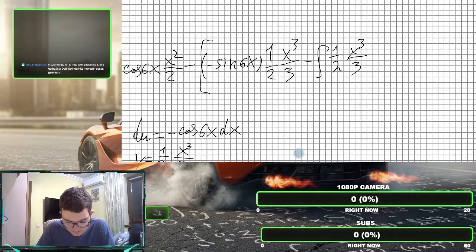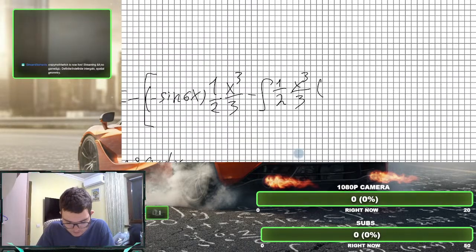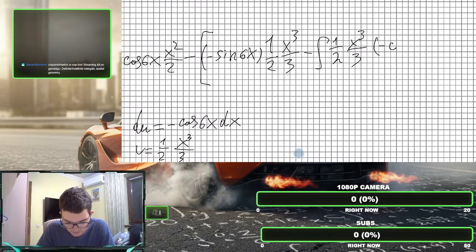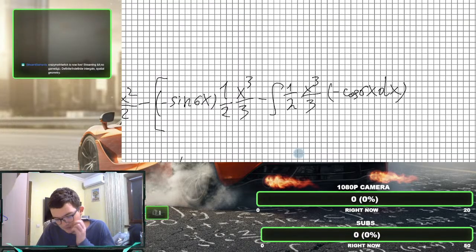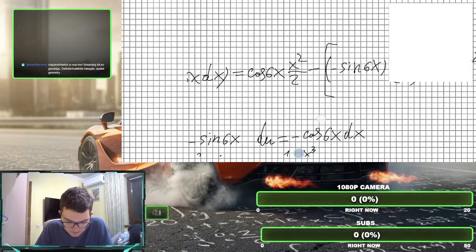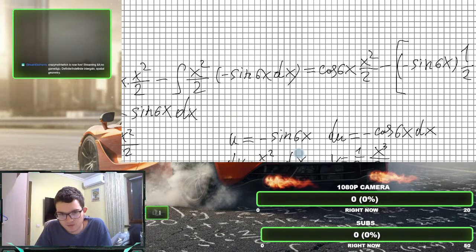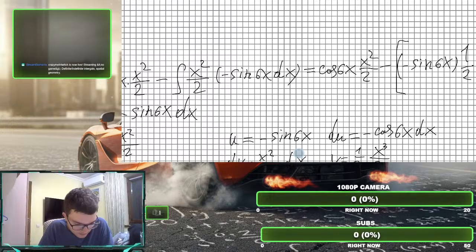Hold up, du is minus cos 6x dx. If I want to integrate that, it's the same thing, so perhaps something is wrong here. Maybe I need to use something else, or there's some other way. So I think I need to check it. I need to check these things.